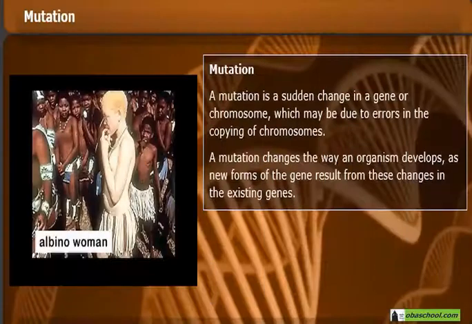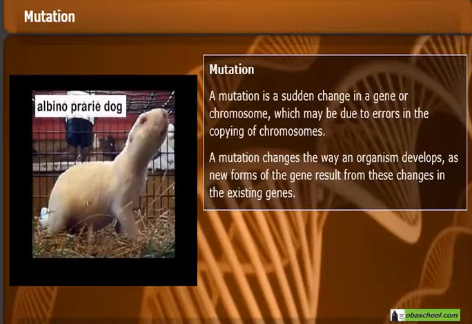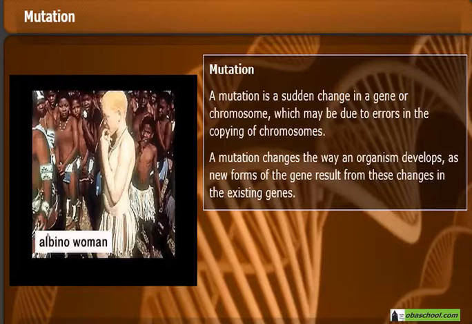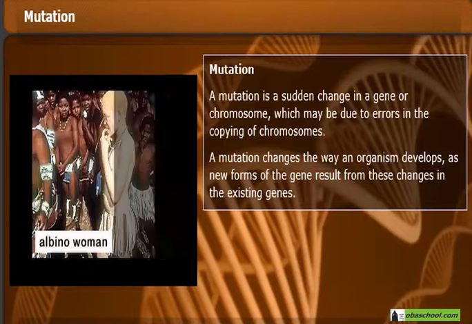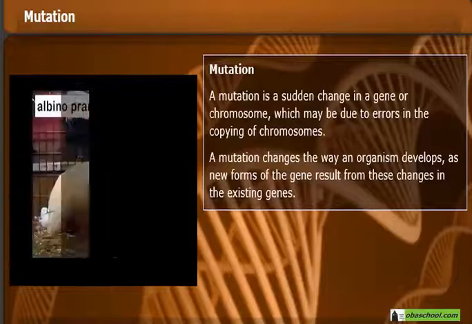Mutation. A mutation is a sudden change in a gene or chromosome which may be due to errors in the copying of chromosomes. A mutation changes the way an organism develops, as new forms of the gene result from these changes in the existing genes.